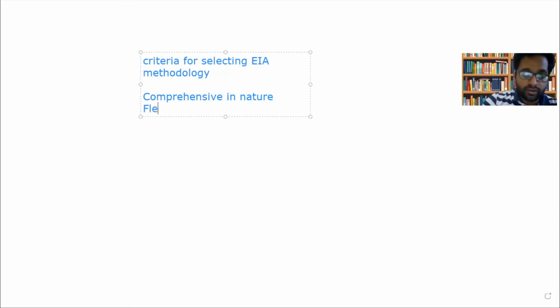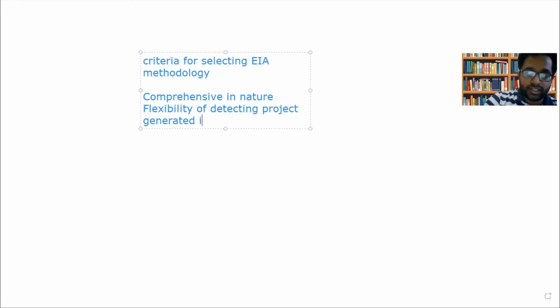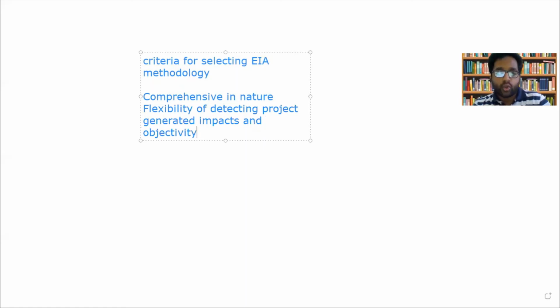And the second one is flexibility of detecting project generated impacts, and objectivity. The impacts generated by the project need to be detected in a flexible manner, and the different objectives should be able to be listed out in a flexible manner. These are the 2 criteria for selecting an EIA methodology. First, it should be comprehensive in nature, and second, there should be flexibility in detecting the project generated impacts and objectivity.